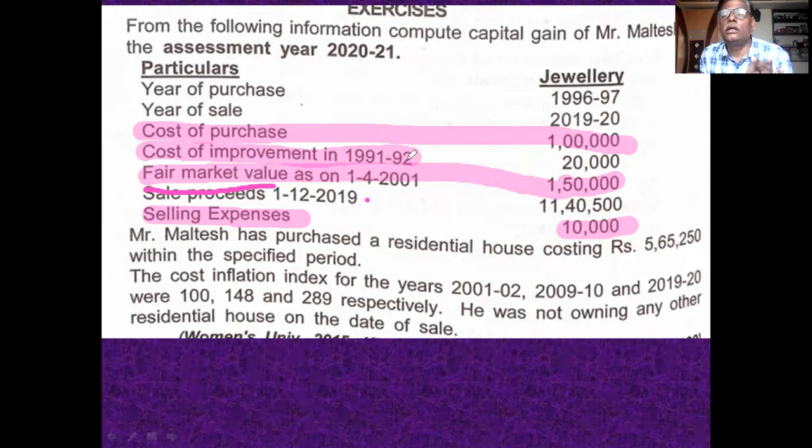This is the third point. And the fourth point is cost of improvement. In the cost of improvement, you have to take only when it is after 1/4/2001. Okay, you adjust this and you will get the gross capital gain. This is very simple, very simple.